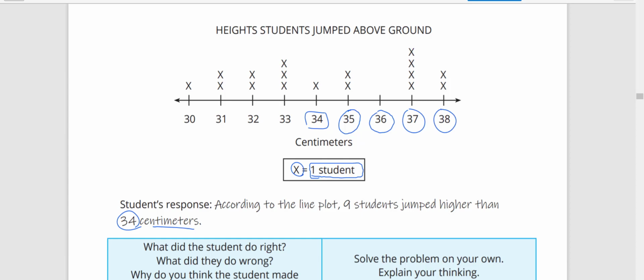How many students in 35? 1, 2. How many students in 36? 0. Just after, count the students at 37: 1, 2, 3, 4. And the students at 38: 1, 2. All the students equal 2 plus 4 plus 2, equal 8 students.